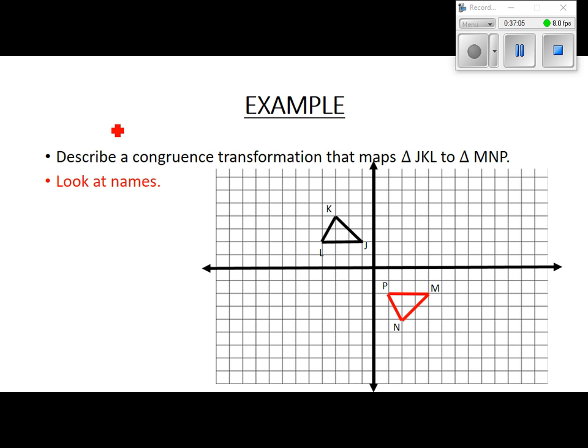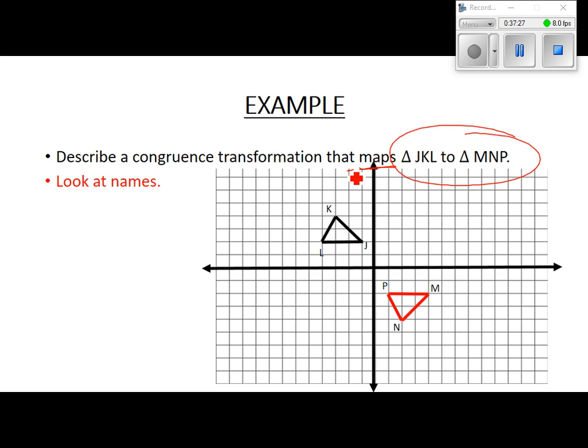Let's look at this one. When you're looking at an example like this, watch closely on this one. This is gonna make a whole lot of difference for the rest of the year on a bunch of stuff. First of all, what's the word maps tell us? Moves it. That's all it means, just moves.